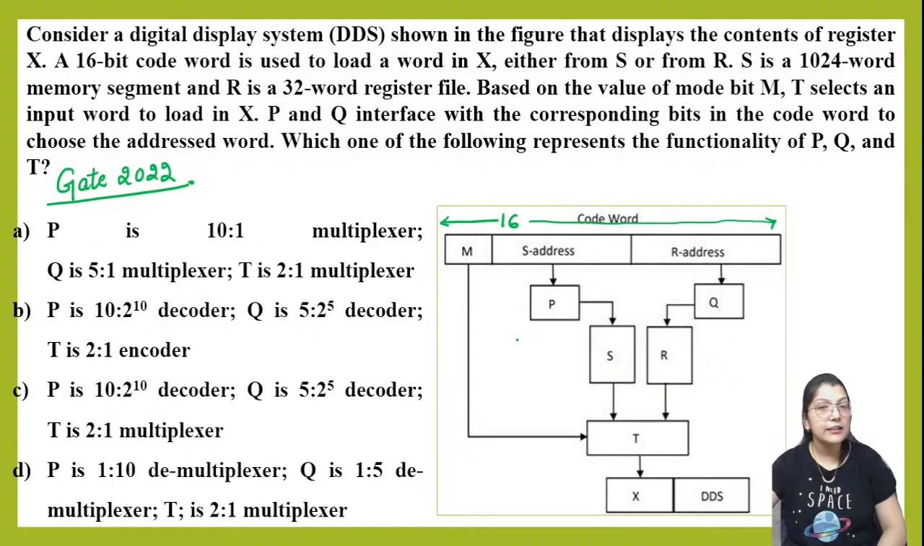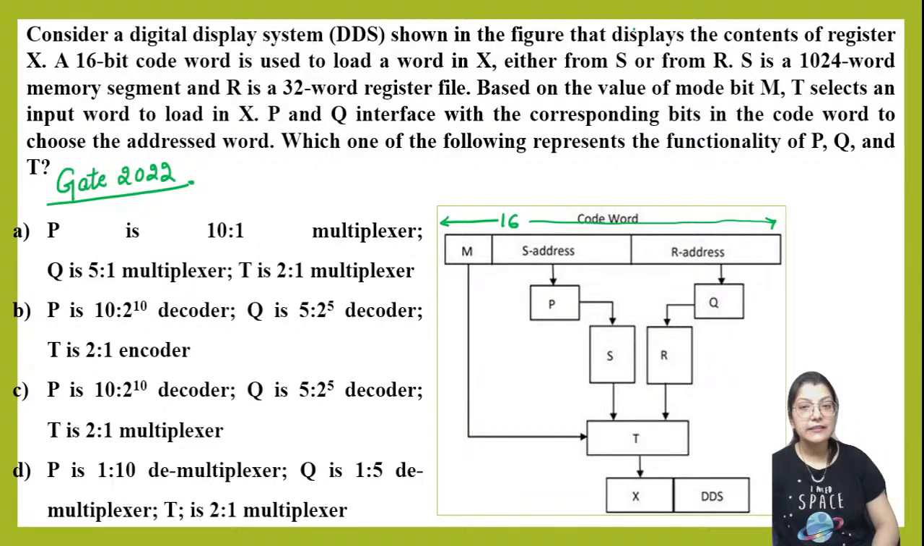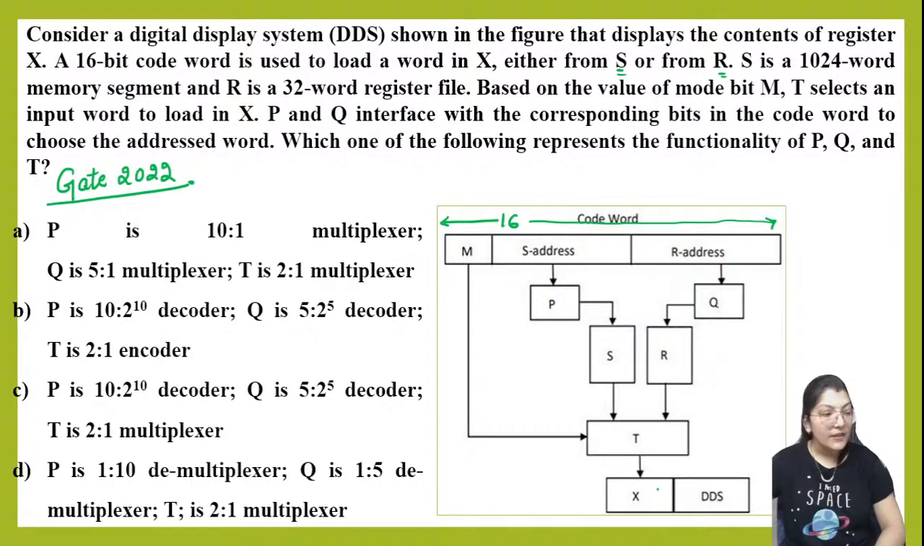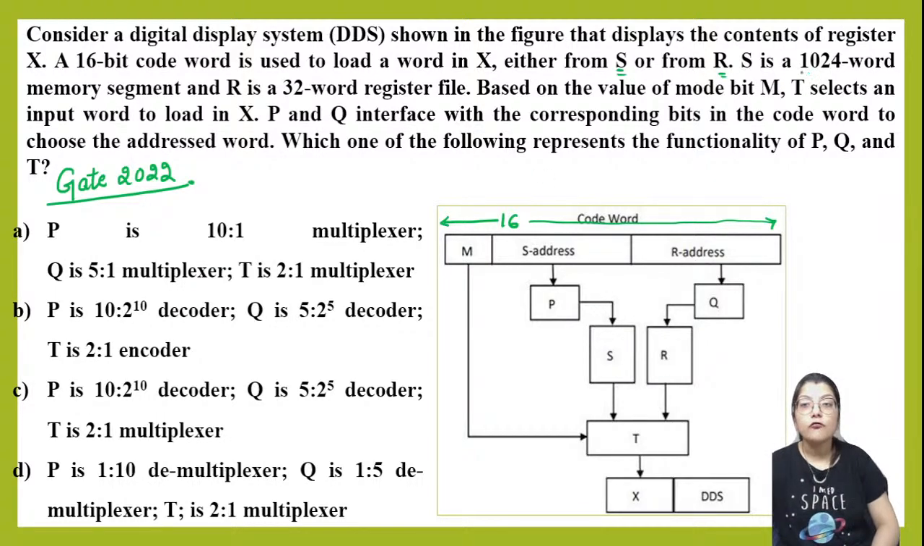Now we have two options. Either we can use S or we can use R. You will be using the 16-bit code word to load the contents into X, and you can load with the help of the memory segment, that is your S. So S is a 1024 word memory segment.